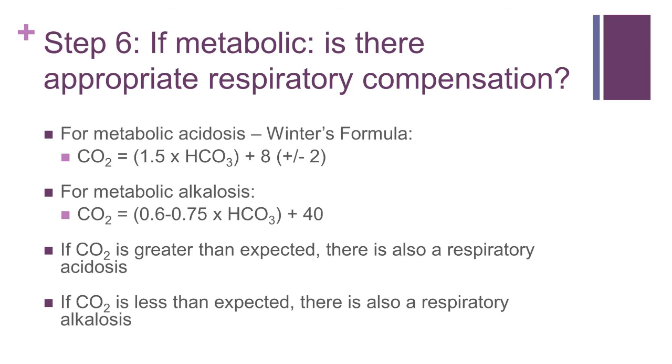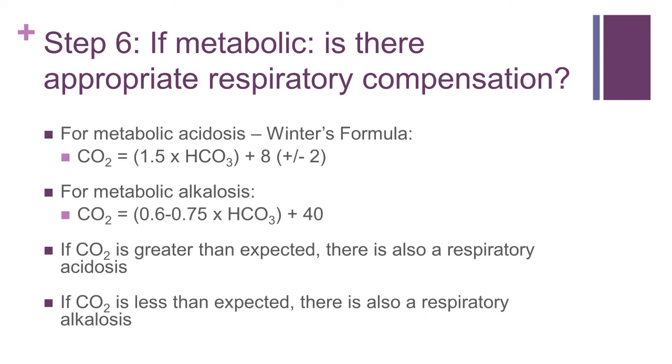The final step in assessing a primary metabolic process is determining if there is appropriate respiratory compensation. Unlike metabolic compensation, respiratory compensation happens rather rapidly, within minutes to hours rather than days. In a metabolic acidosis, we use a formula called Winter's formula. The CO2 should equal 1.5 times the bicarb plus 8 plus or minus 2. If CO2 is greater than expected, there is also a respiratory acidosis. If the CO2 is less than expected, then there is also a respiratory alkalosis.